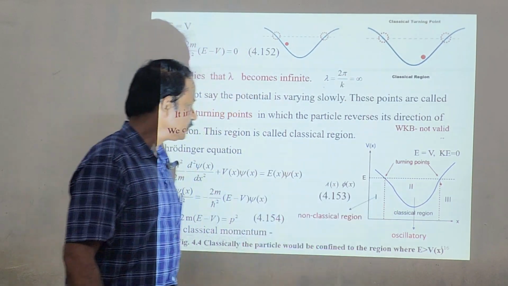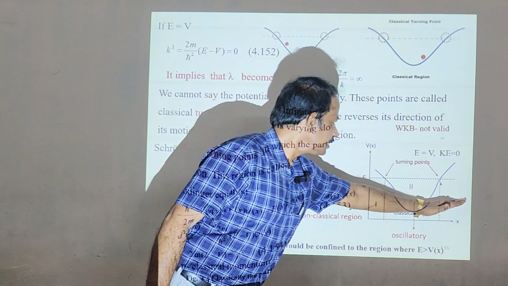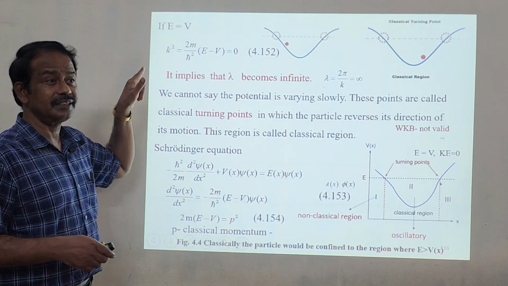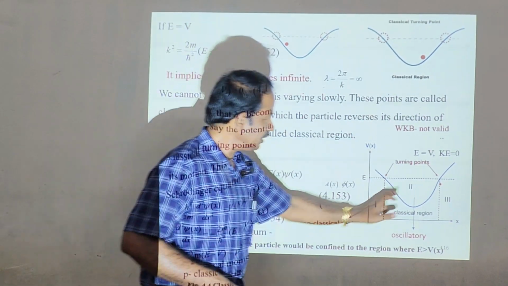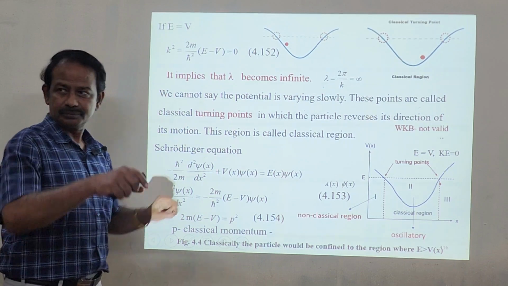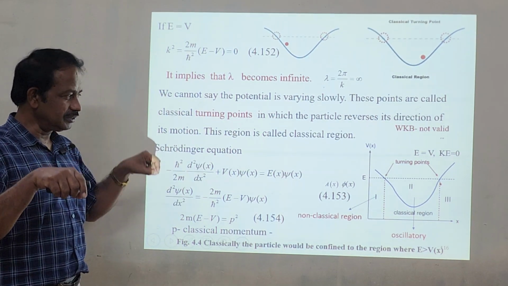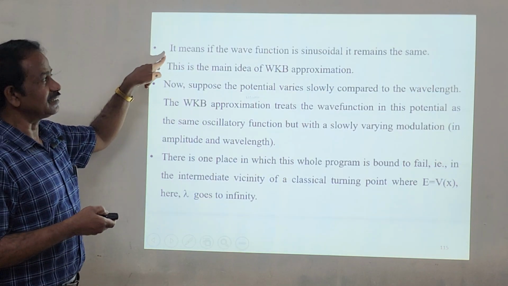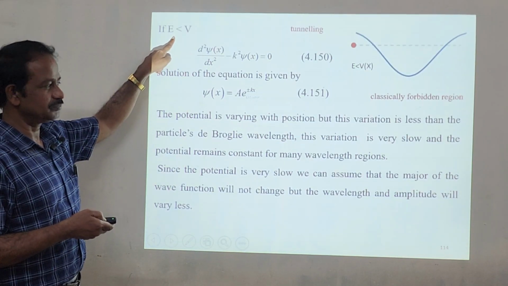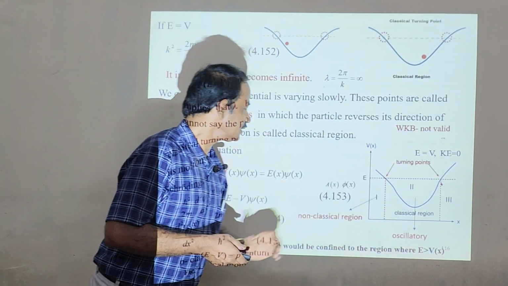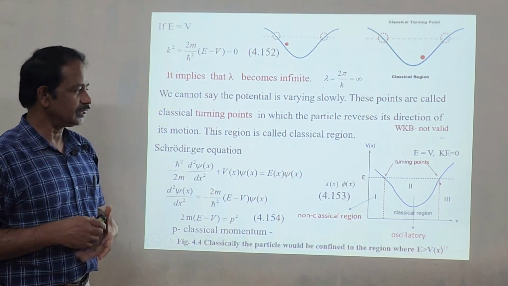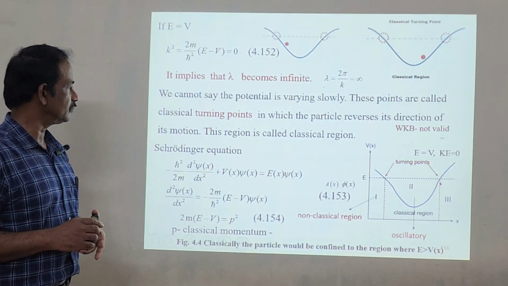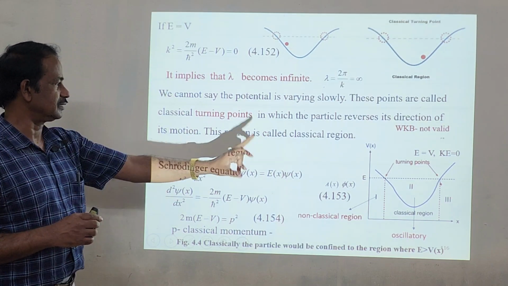Now what about this region and this region? This is our non-classical region, because E is less than V. Here E is less than V, here E is less than V, at both the points E is less than V. So we call this the E less than V, non-classical region. This will be our classical region, here you have the non-classical region, and this central region is called the classical region.